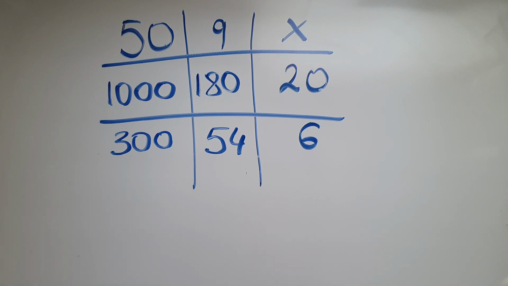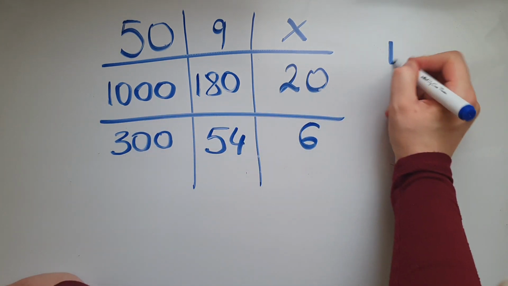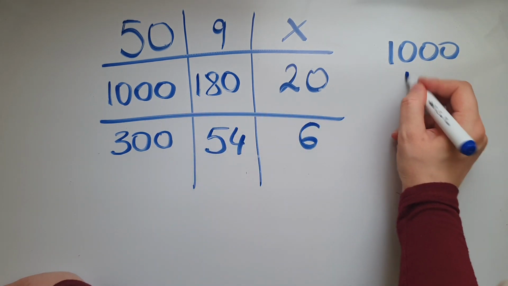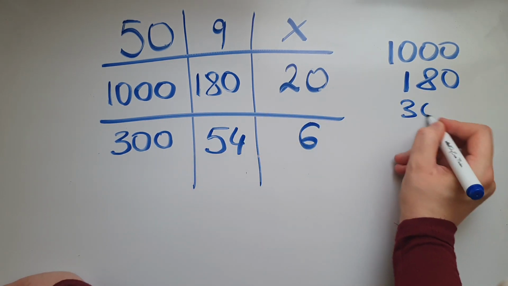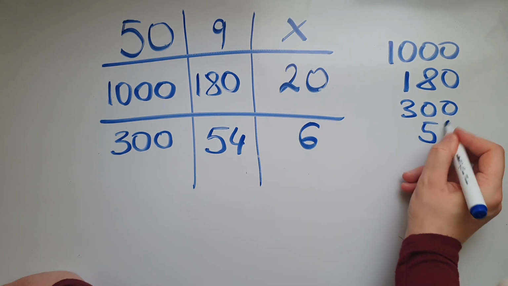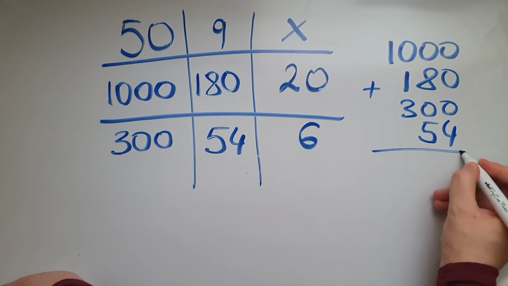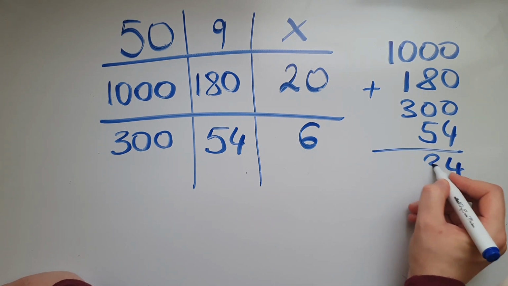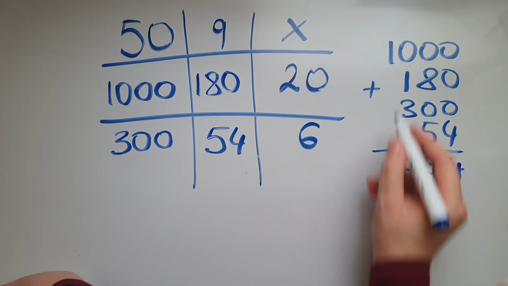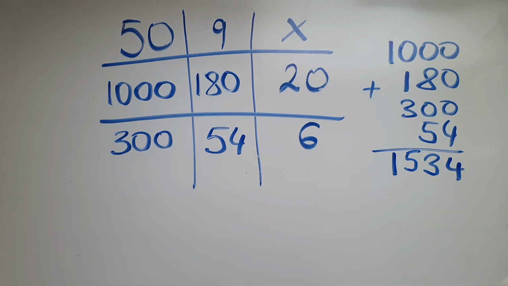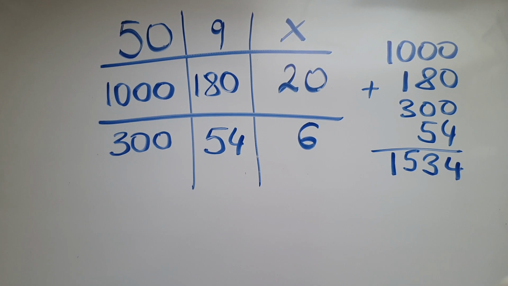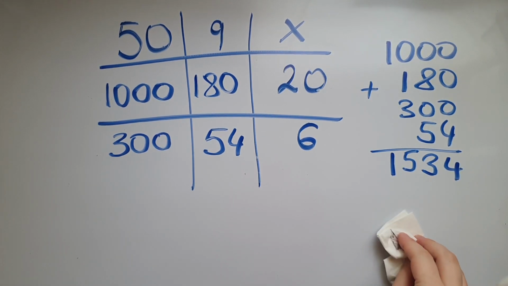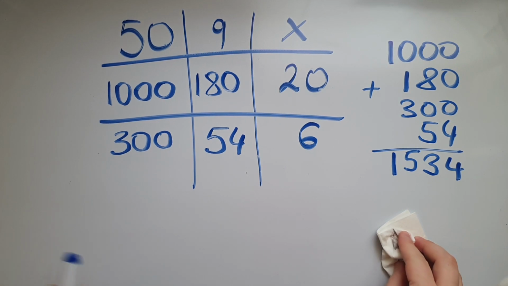Now all we need to do is add these together. So we've got 1000, 180, 300 and 54. 4, 13, 5, 1. So 1534, which gives us the same answer as what we had previously. So this is just another method and feel free to use whichever you want. Let's try this once more with the other two numbers, 38 times 47.